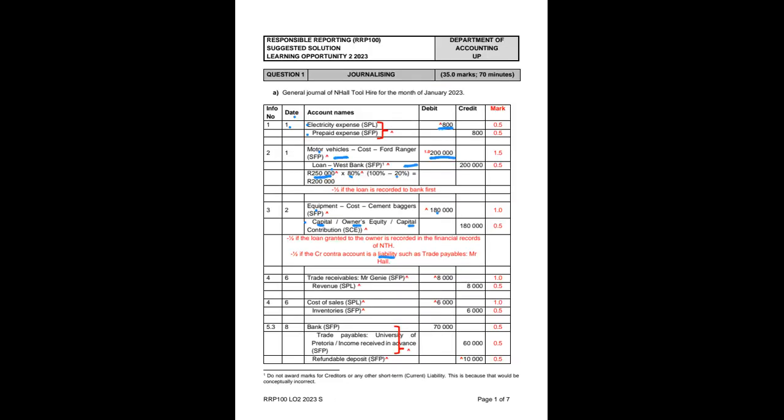It's not nice to have one journal. It's very difficult to mark, and also it confuses the student doing the journal, because when we have more complex journals later on in the year, you're going to get confused. So what we should be seeing in this journal is debit trade receivables, right, which is a debtor and the name of the debtor, so Mr. Genie, and credit revenue. That is the journal entry that we should be processing for the revenue element.